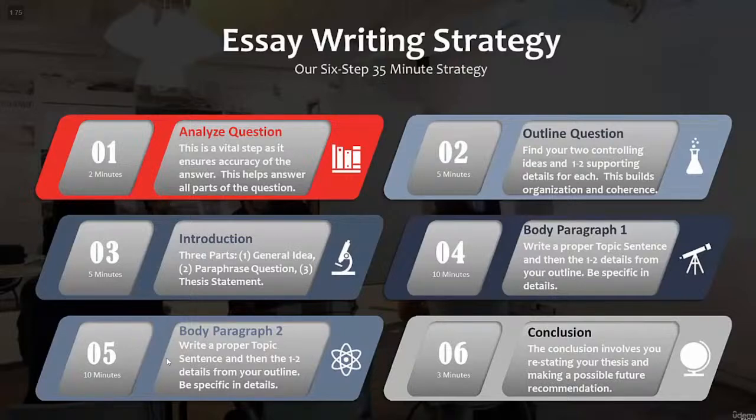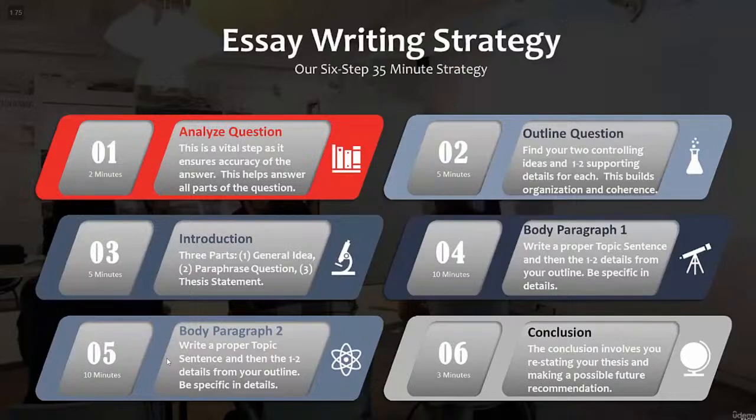Number 2, outline the question. After you understand what you have to write because you've analyzed the question, now it's time to do an outline. And I need for you to be able to do your outline in less than 5 minutes. Then we're going to move to step number 3, writing the introduction. The introduction should be written in 5 minutes. There are 3 parts to an introduction: the general idea, paraphrasing the question, and then your thesis statement.